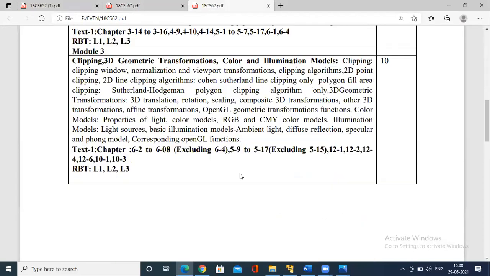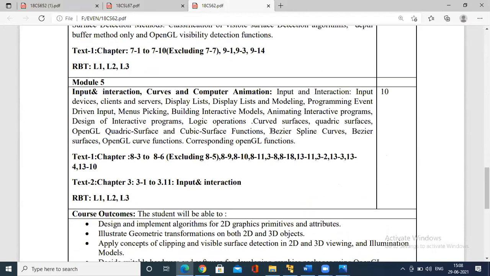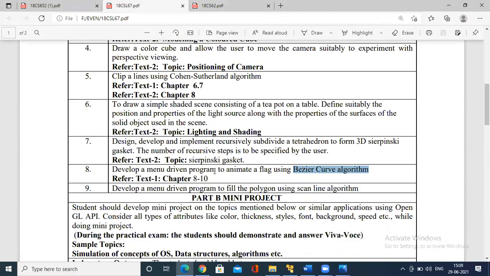Though we are going to cover it in module 5, let me explain today what is a Bezier curve, what is the equation for a Bezier curve, to plot one of the programs, that is, to develop a menu driven program. Again, we have two menu driven programs in our CG programs.